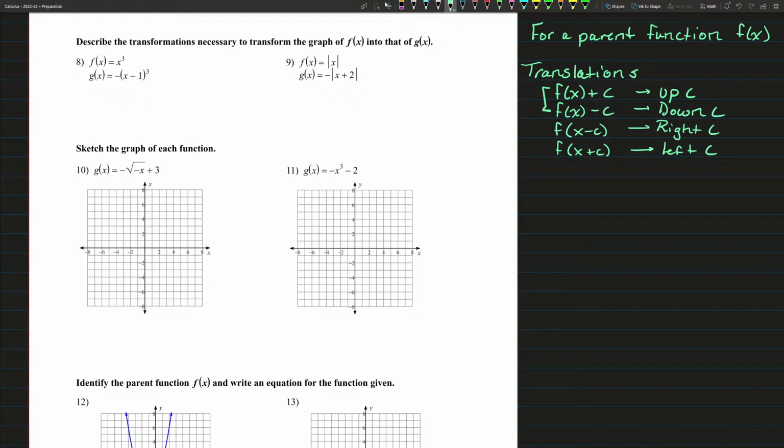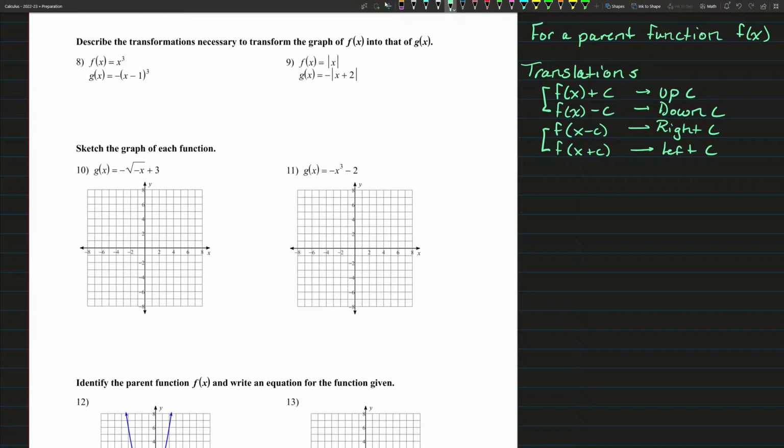To move a parent function left or right, we are changing the inside. If we subtract some number from the input, we're going to take our function and move it right. If we add some constant to the input, we're going to take our entire parent function and shift it left.